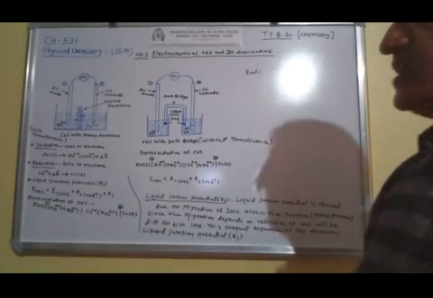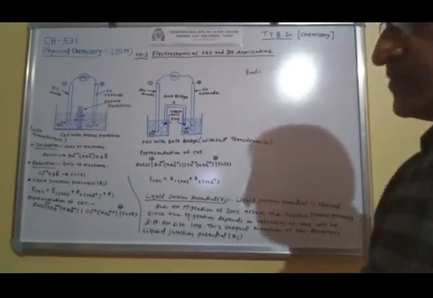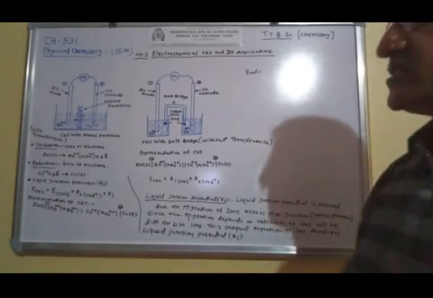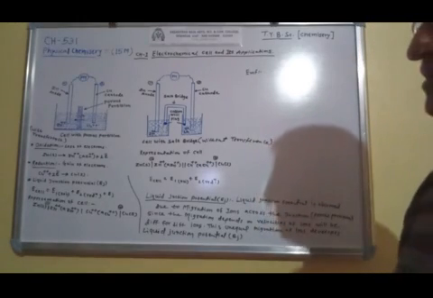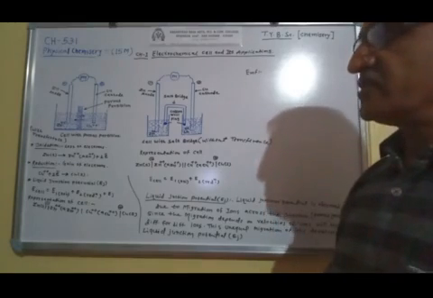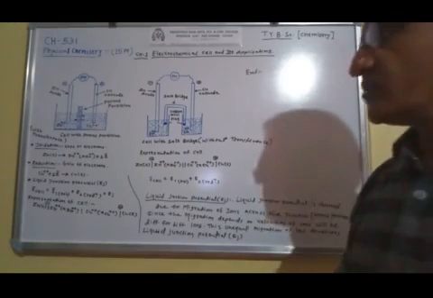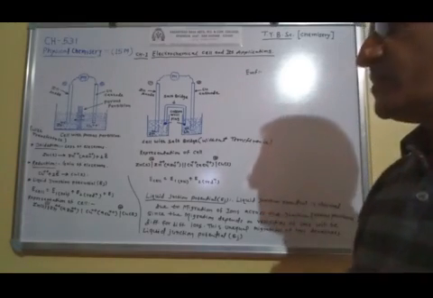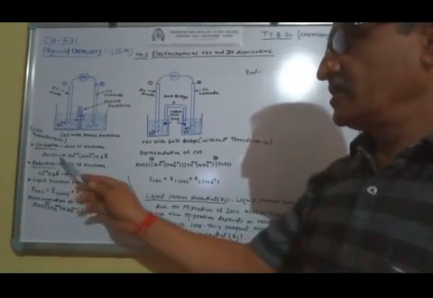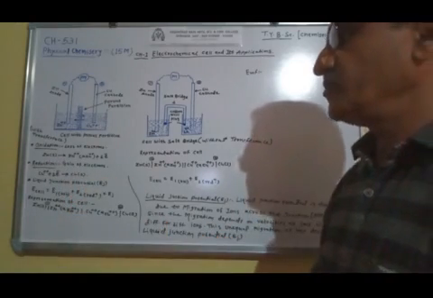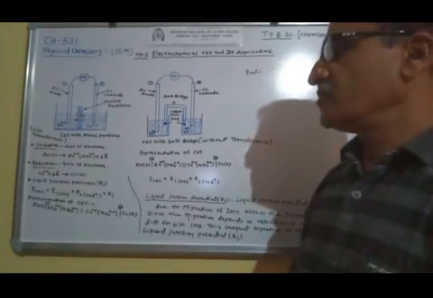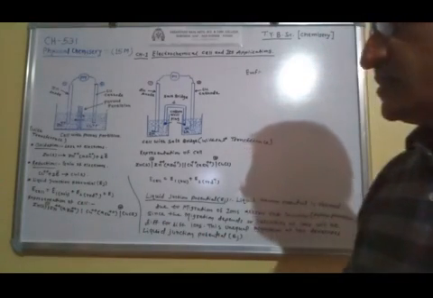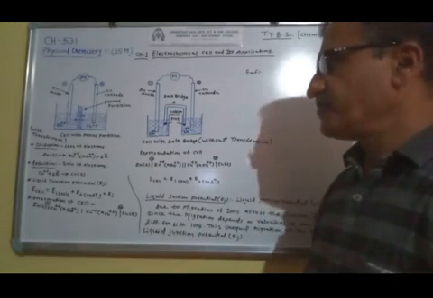At the left hand electrode, oxidation takes place, that is, at the zinc electrode oxidation takes place. Oxidation is nothing but loss of electrons. Here zinc metal is converted into Zn++ and it gives 2 electrons. So this is the loss of electrons, that is, oxidation takes place.